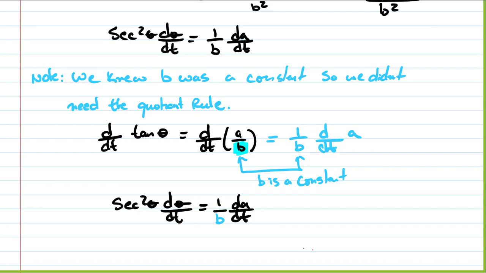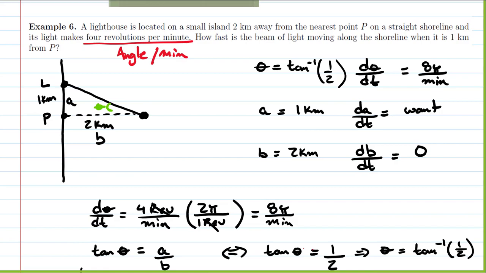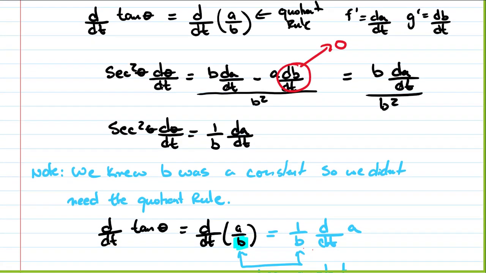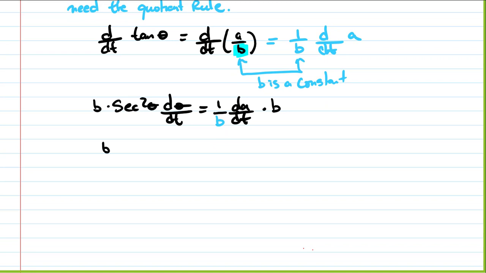Okay, so now back to our regularly scheduled problem. What is it we want? dA/dt. So we're going to multiply both sides of this equation by B. So we have B times secant squared theta d theta/dt is equal to dA/dt, which is what we want. So we need to plug in our values.